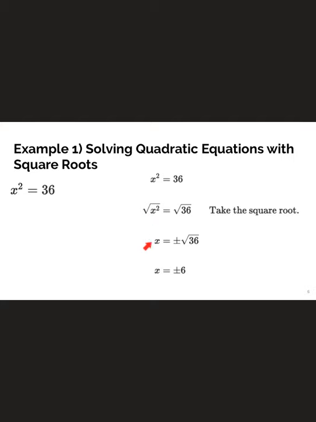When I take the square root of x squared, I just end up with x, and then what's remaining is plus or minus square root of 36. And I know that I can actually calculate the square root of 36 in my calculator, right? Because 6 times 6 equals 36. And so my final answer should be x equals plus or minus 6.